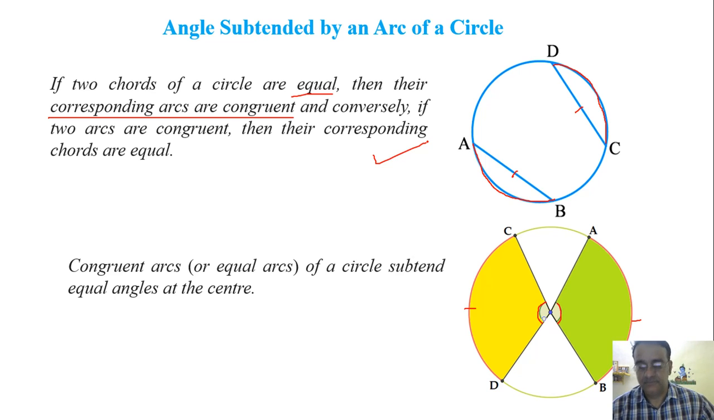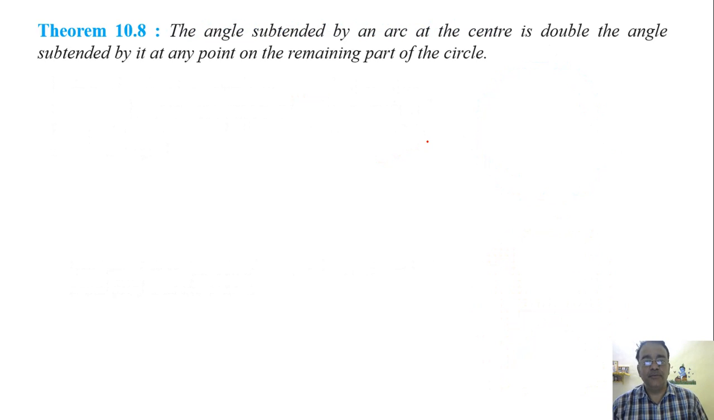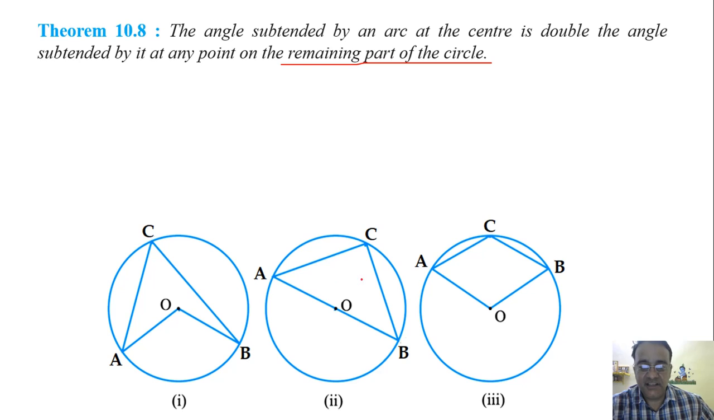10.1 theorem. Okay, now we are moving towards one of the most important theorems of this chapter, that is theorem 10.8. The angle subtended by an arc at the center is double the angle subtended by it at any point on the remaining part of the circle. Okay, so these are the three situations. First is, see, this angle is the angle subtended by the arc at the center. So in all the three cases, this is minor arc, this is semicircular arc, and this is major arc.